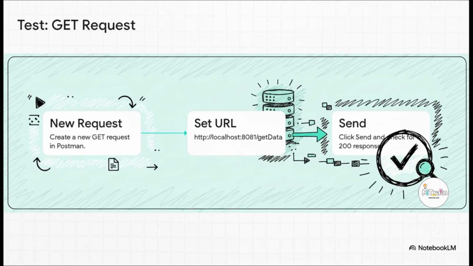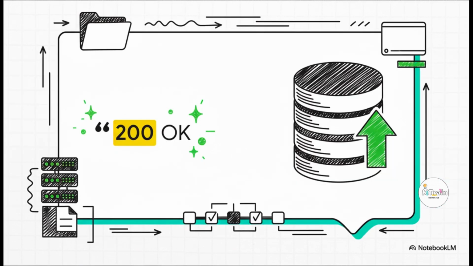Okay, so storing it is one thing, but can we get it back? Let's find out. We'll set up another request in Postman, this time a simple GET request pointed at our /getData endpoint, and see what happens. Perfect, a 200 OK response. This tells us everything worked. The API found the file, fetched the data, and wrote the original uncorrupted file right back onto our system. The round trip is officially complete.